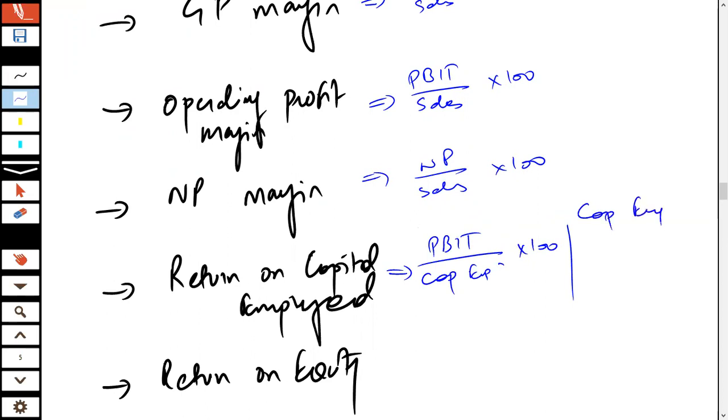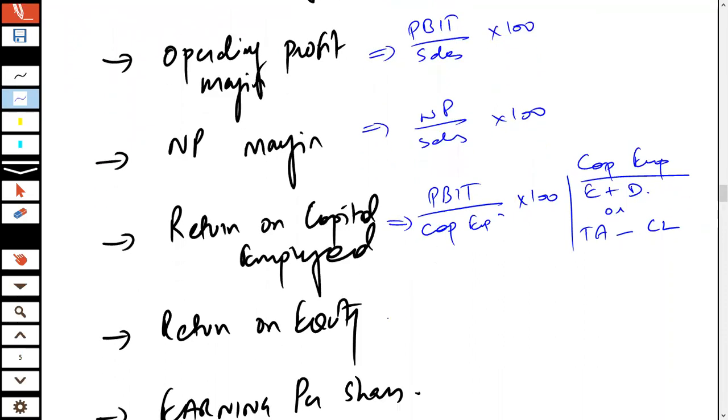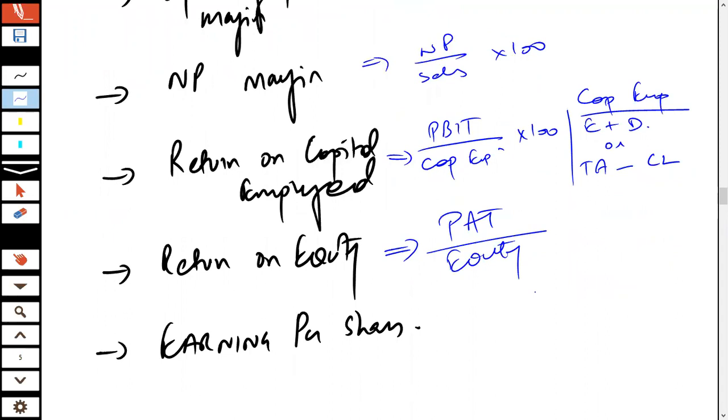And when we talk about the capital employed, it could be calculated as the equity plus debt, or you could say total assets minus current liabilities. Then we have the return on equity, which is profit after tax divided by total equity. Then we have the earnings per share, which is again the profit after tax, but now divided by the number of shares.